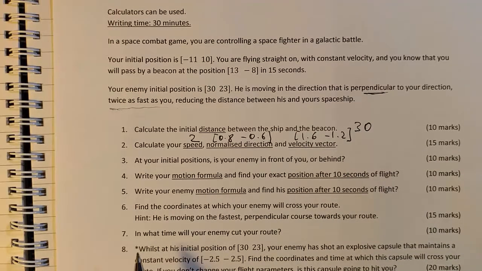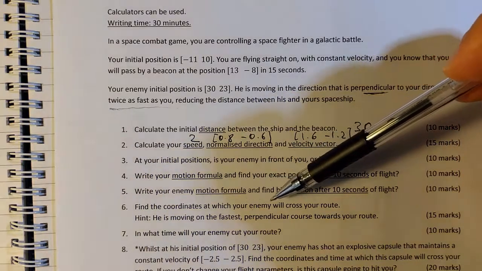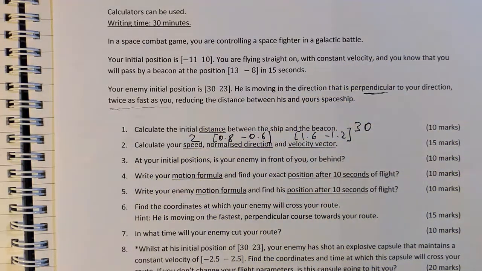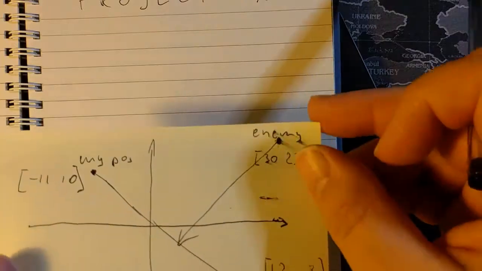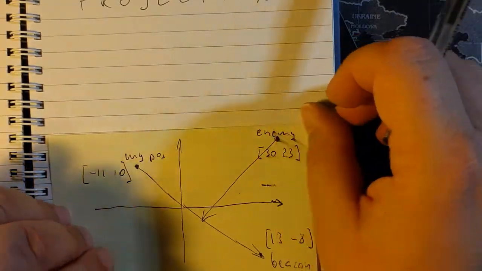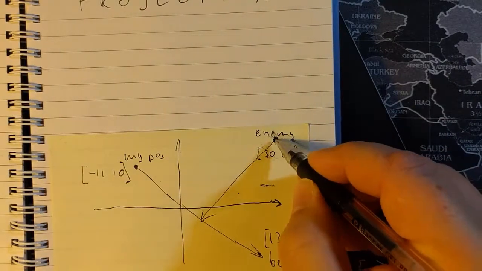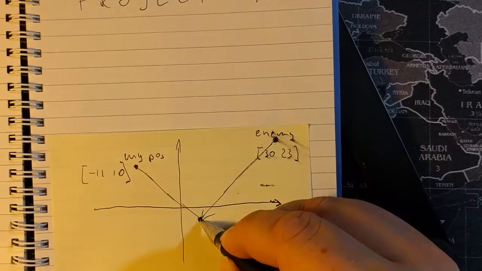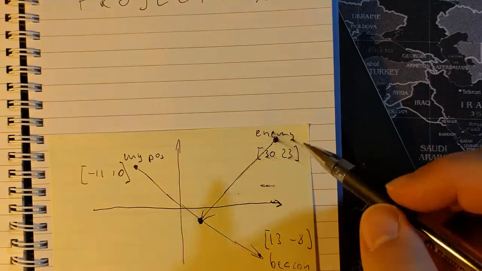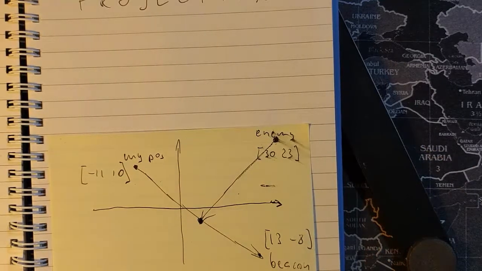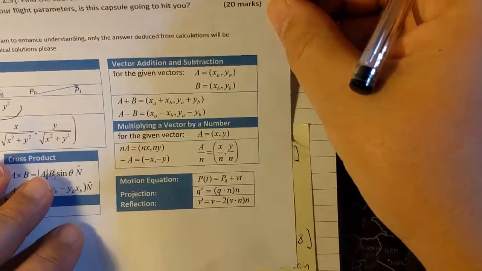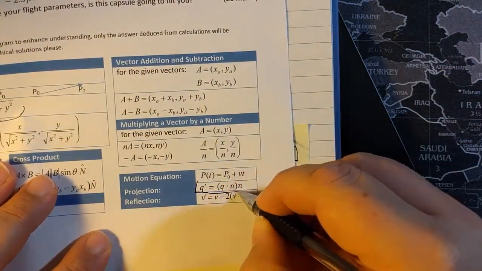Next is question 6, which proved to be very challenging for most of you. Find the coordinates at which your enemy will cross your route. And we have a hint here, he's moving on the fastest perpendicular course towards your route. If we have this properly drawn like this, it's clearly visible that the enemy is flying this direction, and the meeting point, the crossing point, the point which we are due to calculate, is right here. This point is called a projection of a point towards a line, and we have a special formula for this kind of projections, and this formula is here.